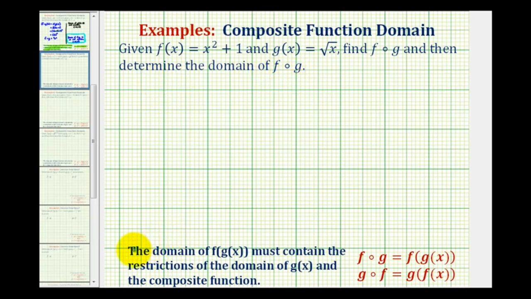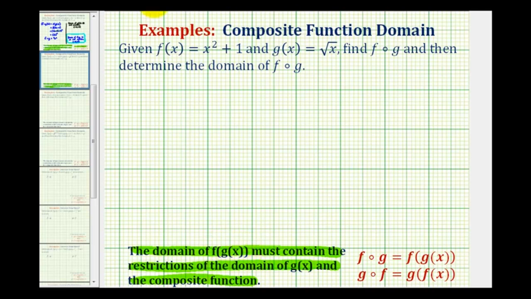We do need to be careful when determining the domain of a composite function. The domain of f of g of x must contain the restrictions on the domain of g of x, the inner function, and the restrictions of the domain on the newly formed composite function. So we cannot just consider the domain of the newly formed composite function to determine the domain of f of g of x.